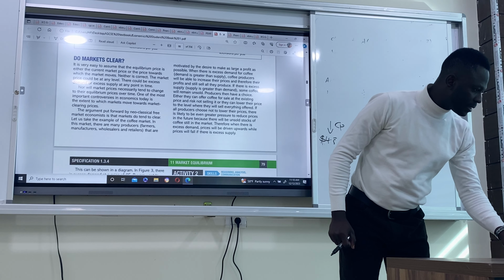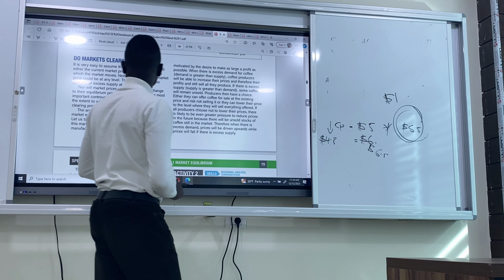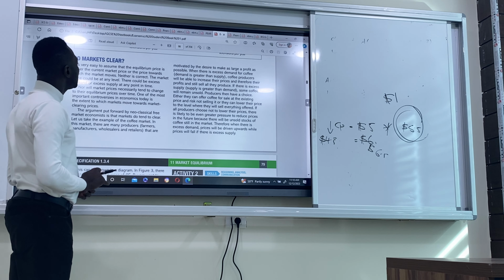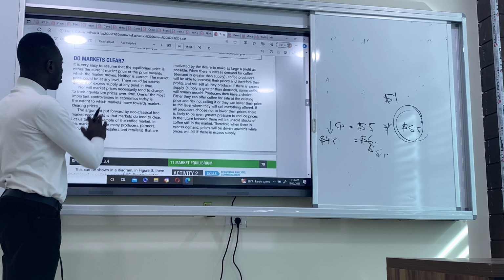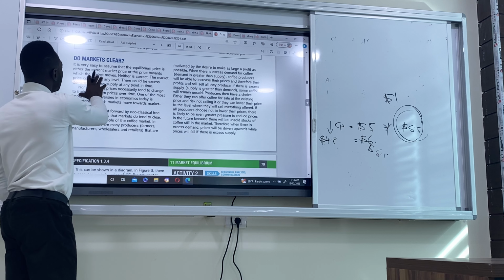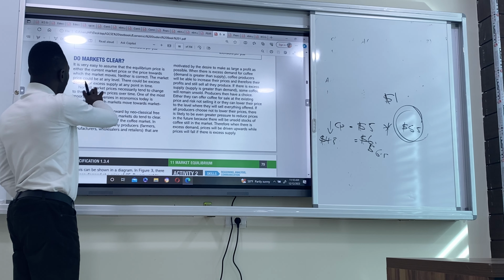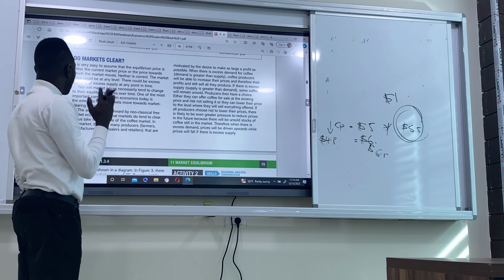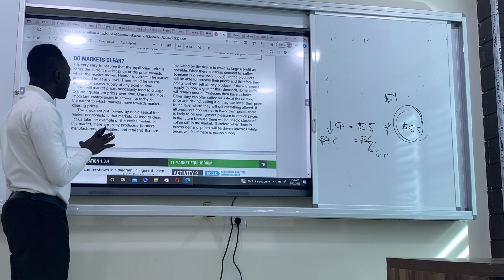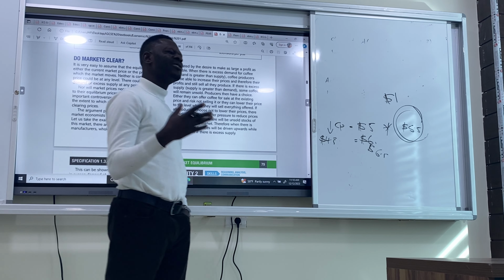So do markets clear? It is very easy to assume that the equilibrium price is either the current market price or the price towards which the market moves. Neither is correct. The market price could be at any level. There could be excess demand or excess supply at any point in time. The market does not really care.